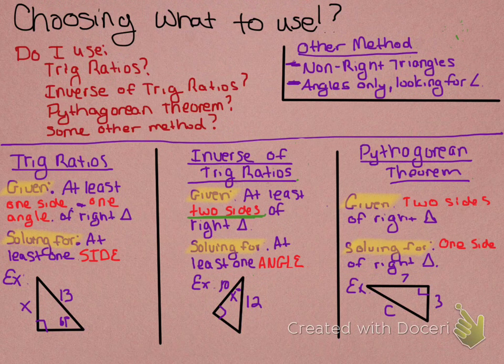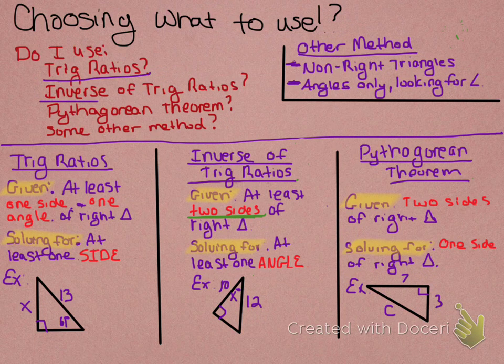So one of the biggest issues I've seen so far is students having to choose what to use and having a hard time with knowing, do I use this method or that method? So what I'm going to be focusing on here is determining which of our methods we're going to use for solving right triangles. Do we use the trig ratios? That would be the sine, cosine, and tangent.